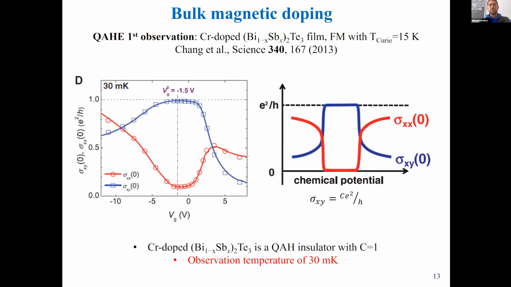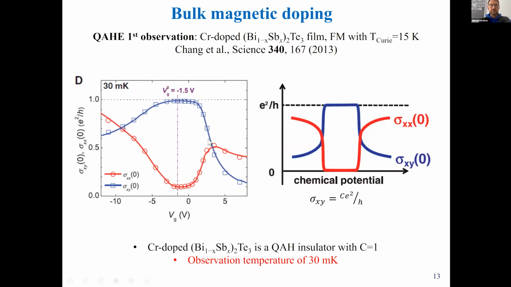In this case, you aim at uniformly doping the whole volume of a TI film or a single crystal, and hope that the system will be ordered ferromagnetically. And this is exactly what happens with these chromium-doped bismuth antimony telluride films. They are films about 6 quintuple layers thick, 6 nanometers, which order ferromagnetically with a Curie temperature of about 15 K, as reported by Chang and co-authors.